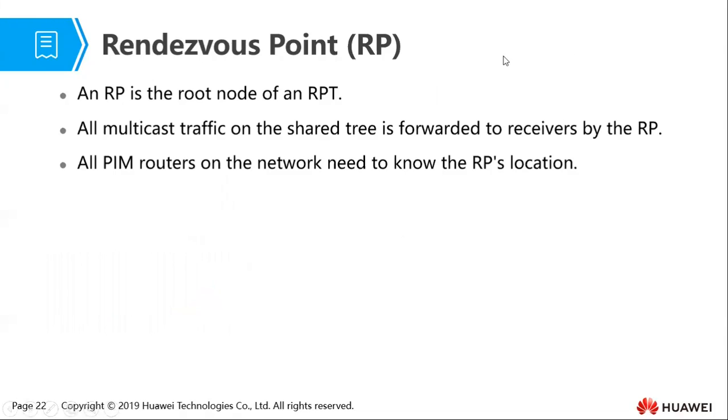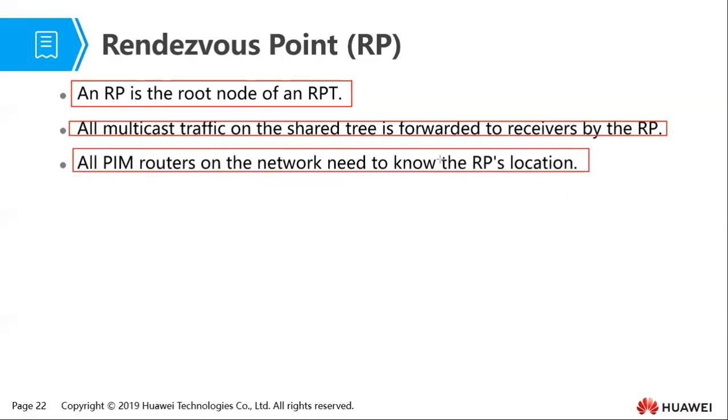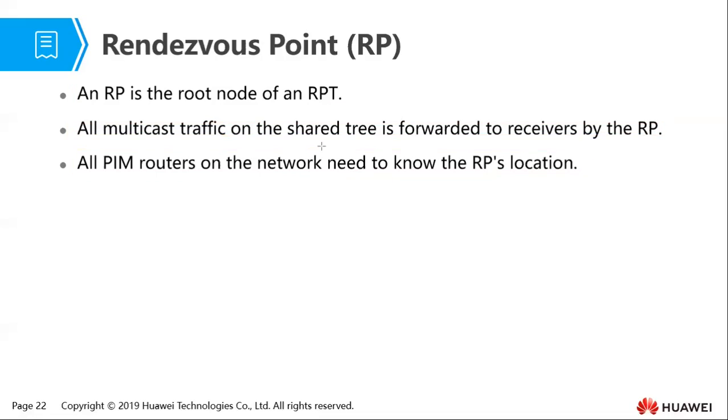So the rendezvous point acts as the root node of an RPT. It acts as the root node of a rendezvous point tree. So all multicast traffic on the shared tree is forwarded to receivers by a rendezvous point. Now, all PIM routers on the network need to know the rendezvous point's location. So really, the rendezvous point is the meeting point. It is actually the meeting point of the distribution of this particular multicast data. So we are going to see a diagram in a short while.